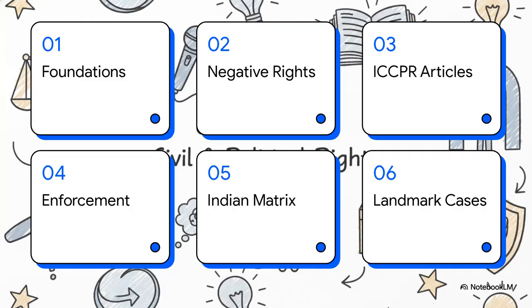Here's our roadmap for today. 1. Foundations of civil rights. 2. Characteristics of negative rights. 3. Key ICCPR articles explained. 4. International enforcement and limits. 5. The Indian constitutional matrix. And 6. Landmark civil rights cases.